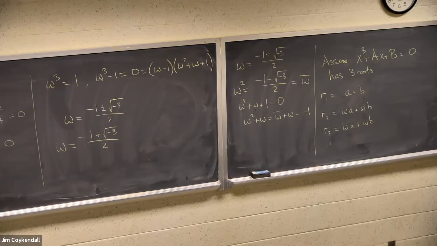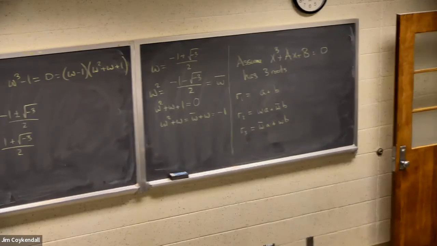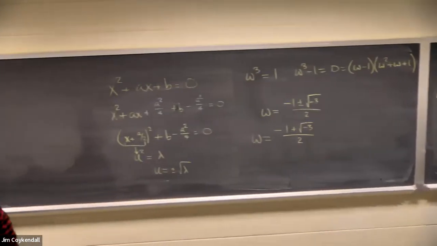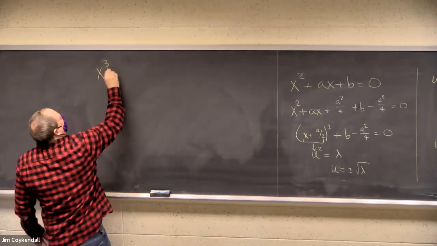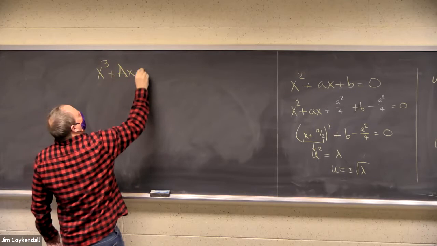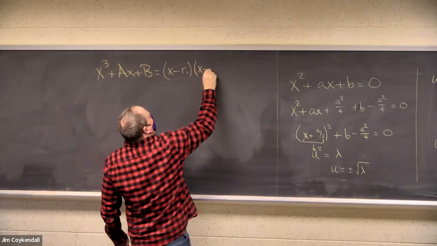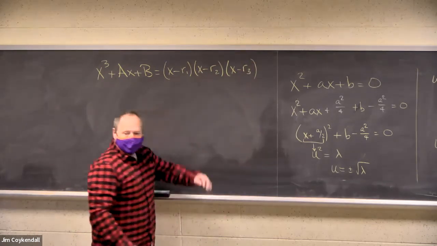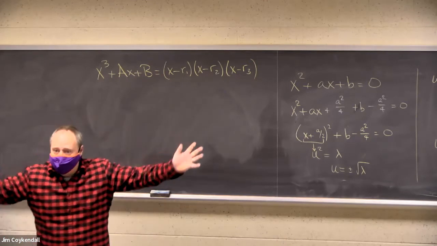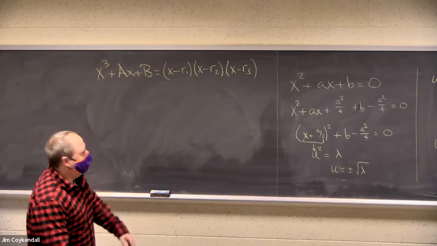Notice that x cubed, notice that x cubed is x minus r1, x minus r2, x minus r3. Right? Because there's the 3 roots, right? Now, let me do something boring.